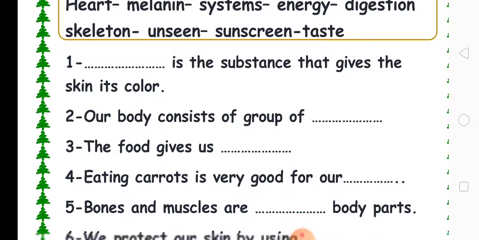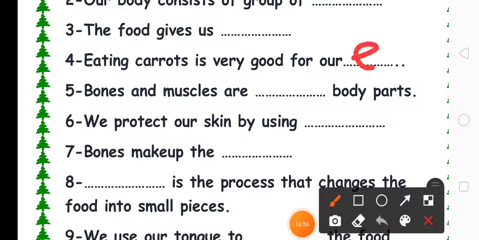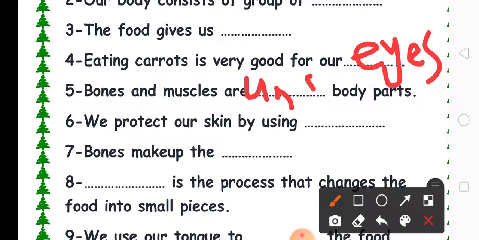Number 4, eating carrots is good for our... Yes, carrots are good for our eyes. And also carrots contain vitamin A. Number 5, bones and muscles are... yes, unseen. Junior 3, bones and muscles are unseen, but skin is a seen body part.